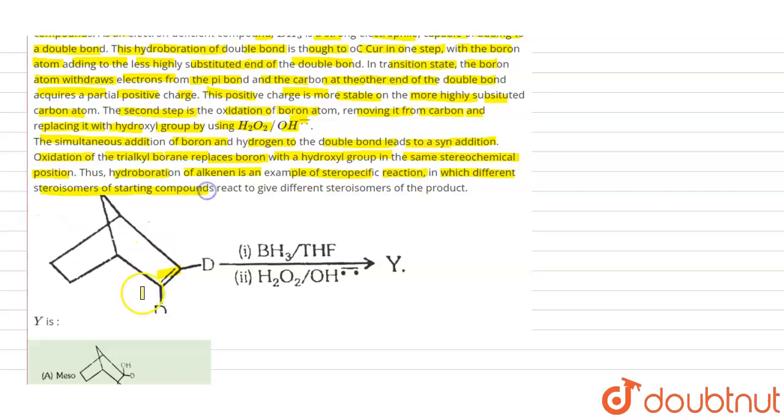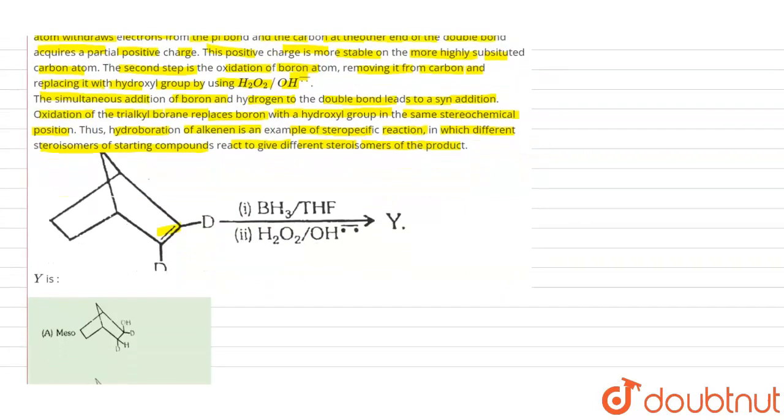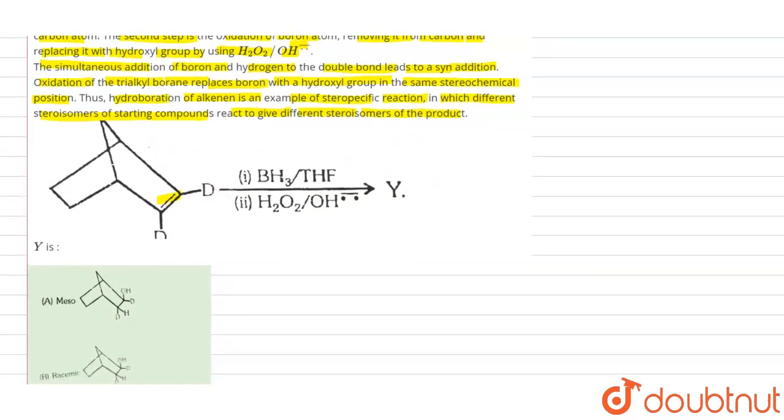of the starting compound, means a different stereoisomer of the initial compound, reacts to give a different stereoisomer of the final products. So that means the reactant will be a stereoisomer of some compound, and the product will also be a stereoisomer of another compound. Now first of all, what will happen, this pi bond will act as a nucleophile and that will be donated to this boron, and a 3-member ring transition state will be formed.